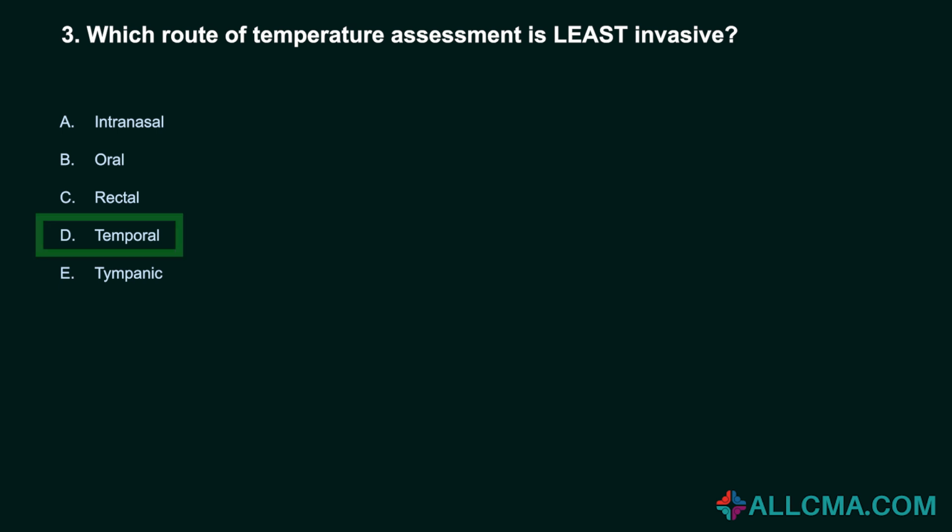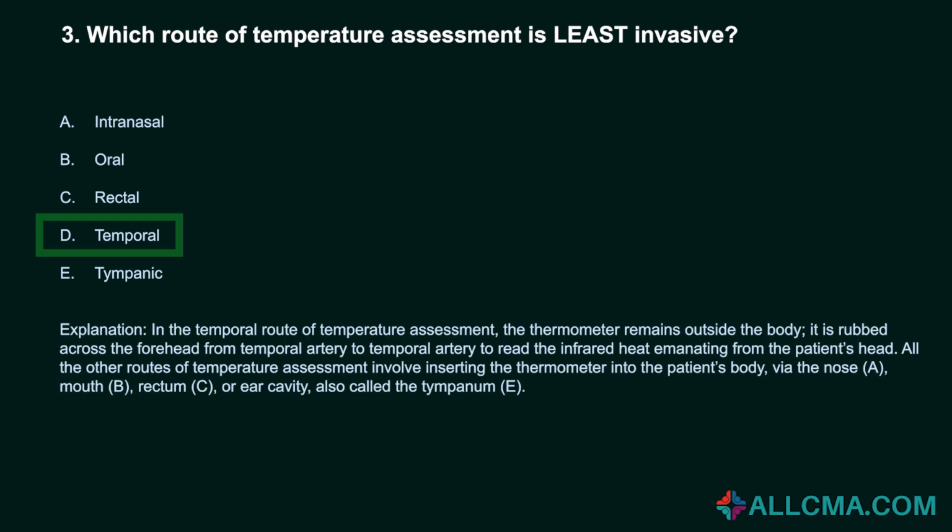Correct answer, D. Temporal. In the temporal route of temperature assessment, the thermometer remains outside the body. It is rubbed across the forehead from the temporal artery to read the infrared heat emanating from the patient's head. All the other routes of temperature assessment involve inserting the thermometer into the patient's body, via the nose, A, mouth, B, rectum, C, or ear cavity, also called the tympanum, E.